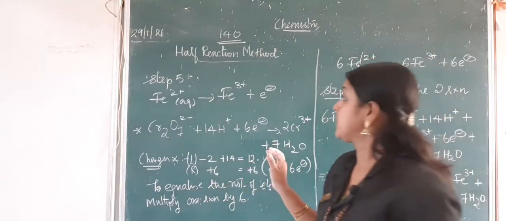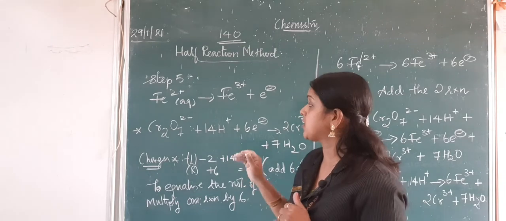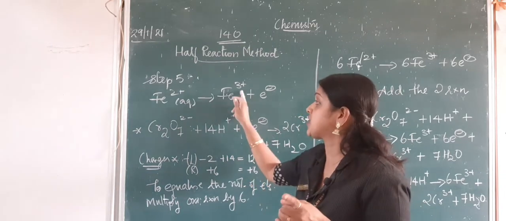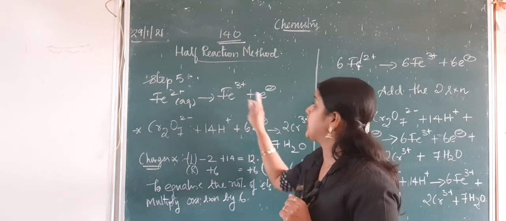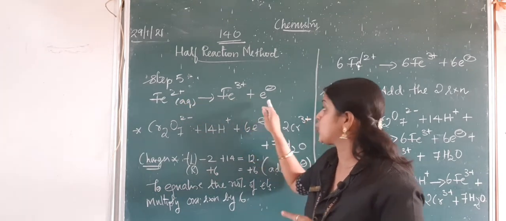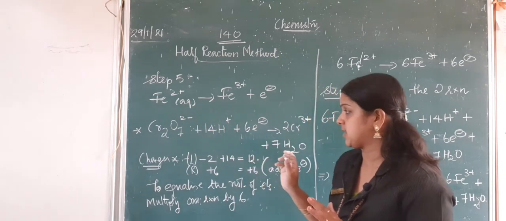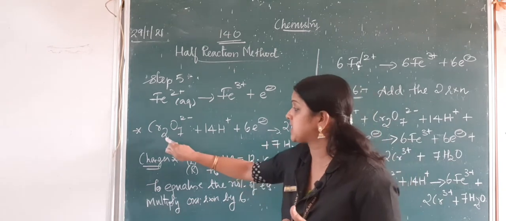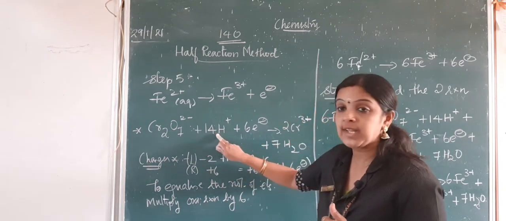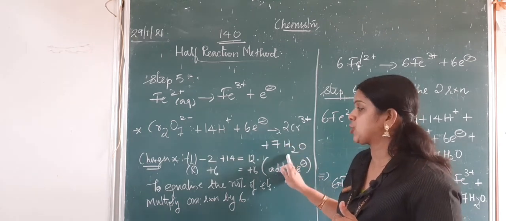So step 5: we'll take the oxidation reaction Fe2+. Now we have to look at the charges. To balance the charges, Fe2+ loses 1 electron to become Fe3+. So you add 1 electron here so that the LHS becomes equal to the RHS. Now we'll count the ions: dichromate ion plus 14 H+ gives 2 Cr3+ plus 7 H2O.